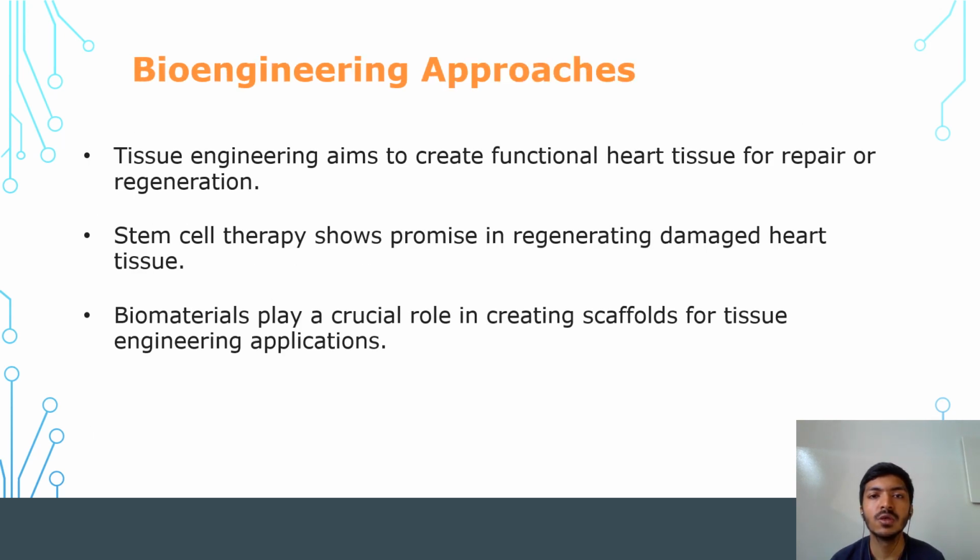Let's talk about the bioengineering approaches used for the human heart. Tissue engineering. This aims to create functional heart tissue which will be used for repair or regeneration. The second one is stem cell therapy. This will be used for regenerating the damaged heart tissue. The third one is biomaterials, which will play a crucial role in creating scaffolds for tissue engineering applications.